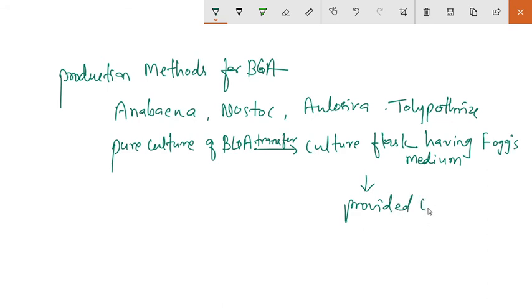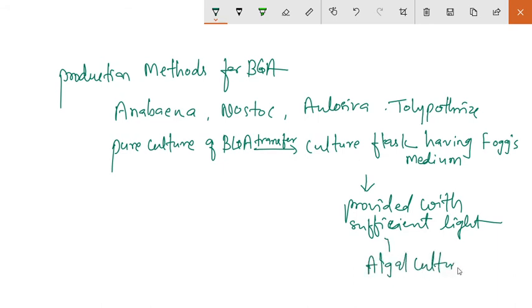Provided with sufficient light. Okay. Now this algal culture. आता या ठिकाणी हे जे algal culture ते तयार झालं. It produced the algal culture. So this algal culture is used for the mass production.